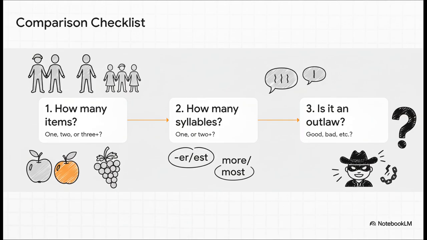So let's wrap all this up into a super simple checklist. Anytime you need to compare something, just run through these 3 questions. Number 1, how many things are you comparing? That'll tell you if you need a comparative or a superlative. Number 2, how many syllables does the word have? That tells you if you should add an ending or use more or most. And finally, number 3, is it one of those outlaws? If you can answer those 3 questions, you are going to get it right every single time.